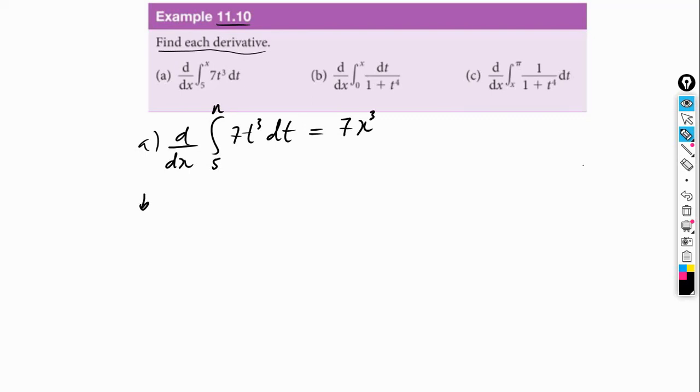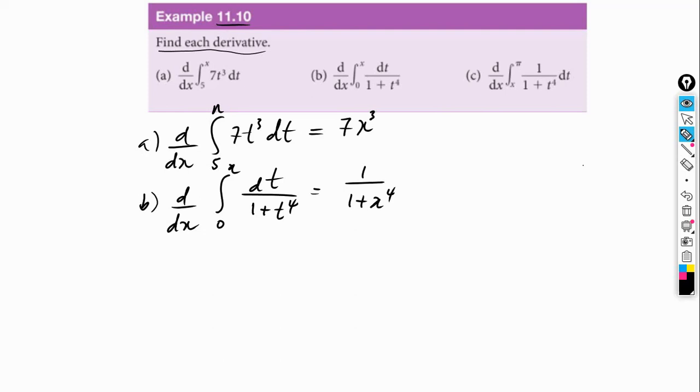B is also pretty straightforward because all they want us to do is the derivative of the integral from 0 to x of dt over 1 plus t to the 4. And again, this is a simple substitution, and it's simply going to be 1 over 1 plus x to the 4.